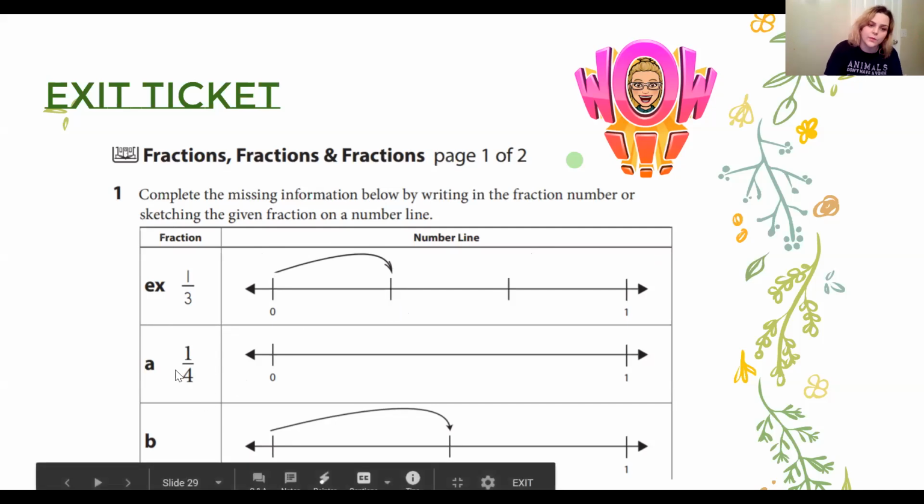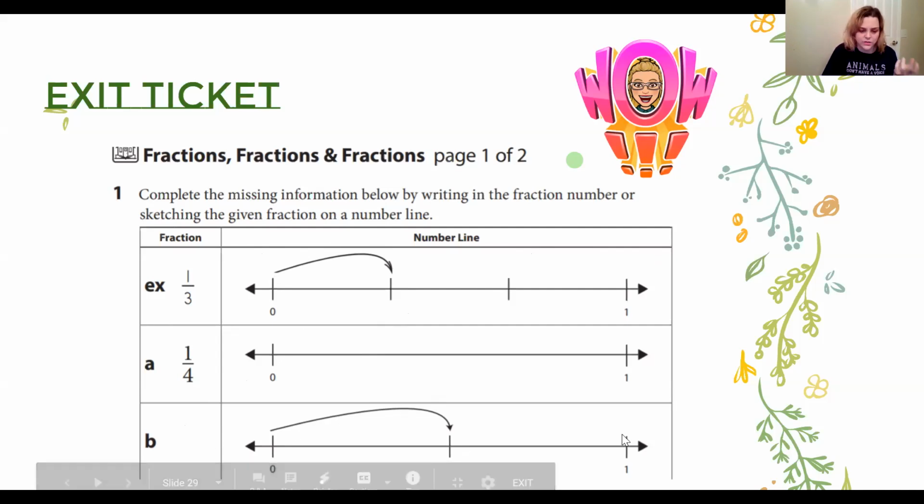Same, you're going to label 1/4 on the number line, and then here, this is kind of a trick one. What fraction would this be if they represented it this way? Make sure you send me a picture.